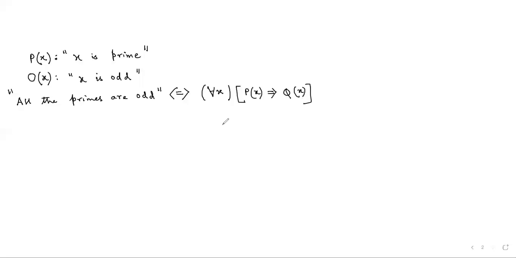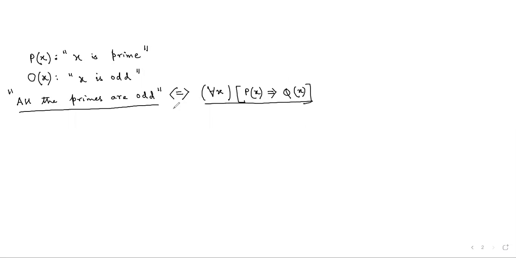Carefully listen to me. This part is very important. We want to check the validity of this particular statement. So mathematically, we have written that all the primes are odd. That means we want to check the validity of the statement that for all x, Px, which means that x is prime, implies that x is odd. That means when a number x is prime, then it is odd.